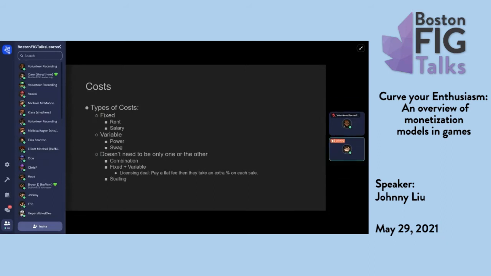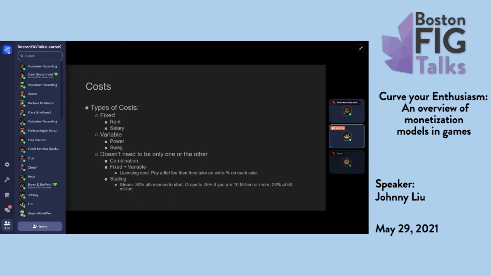Scaling costs are also very common. For example, everyone's favorite platform, Steam. Steam likes to take 30% of revenue at the start and drops down to 25% if you make X amount or more, and it goes even lower. Apple and Google Play also just started doing this. The first million is only 15%, but they scale up. They do a different version.